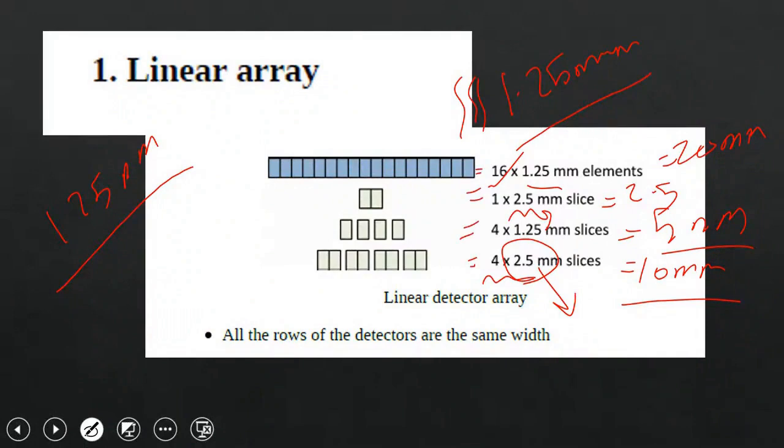You will find that each machine gives you options. If you have a 64 machine, it tells you that you can operate at 64 by 0.625 or 64 by 1.25 and so on. For example, we say 1 by 2.5 or 4 by 1.25 or something like that. This option varies from one machine to another, from one company to another, and from one model to another, right? Because it depends on the type of tube or the type of detectors you have. But you need to understand that these numbers mean something.